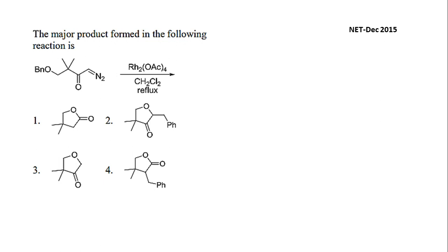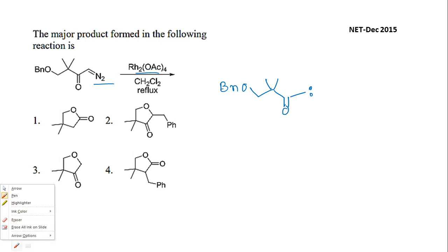Major product formed in the following reaction. Again, see, this type of reagent and you have diazo. So first you have to prepare this carbene. Now once carbene is there, you have a carbonyl at alpha position. So there will be Wolff rearrangement, which I have also discussed in detail. You can check the videos. This C-C bond will migrate and there will be generation of ketene.